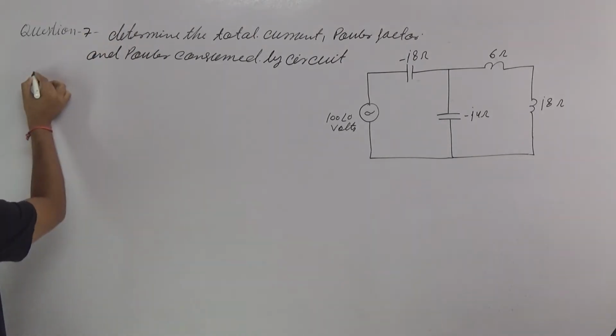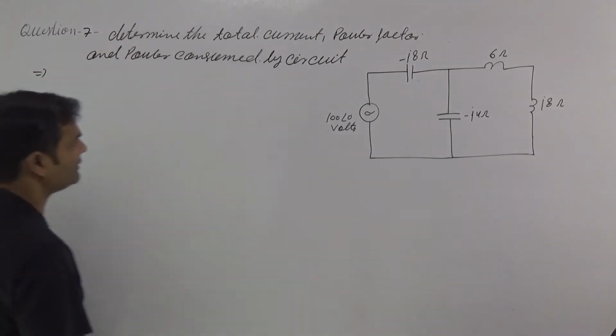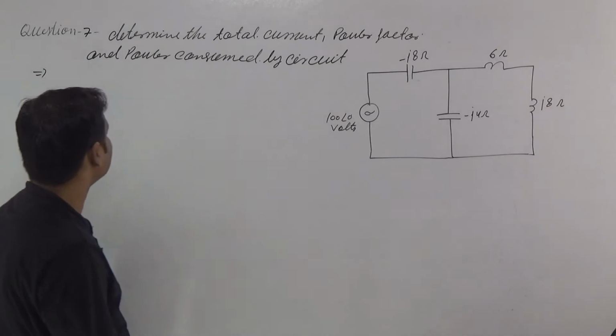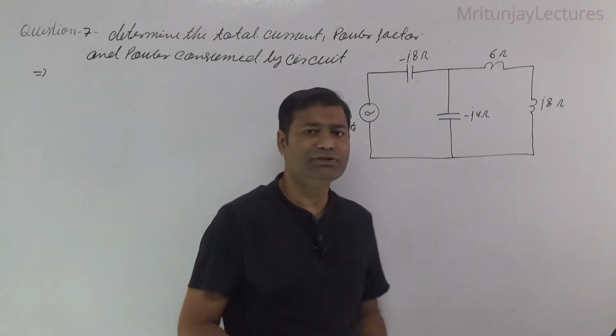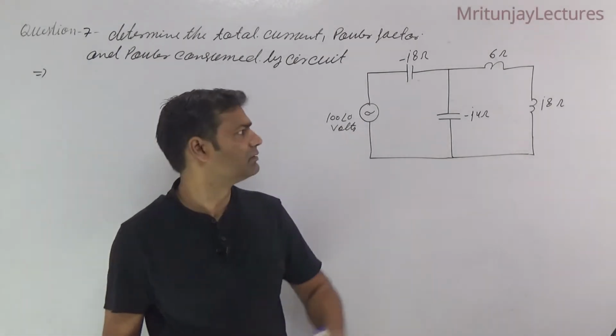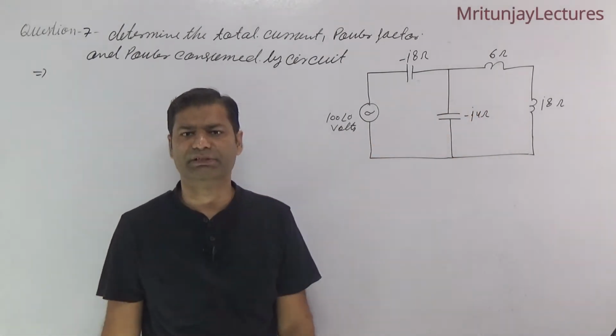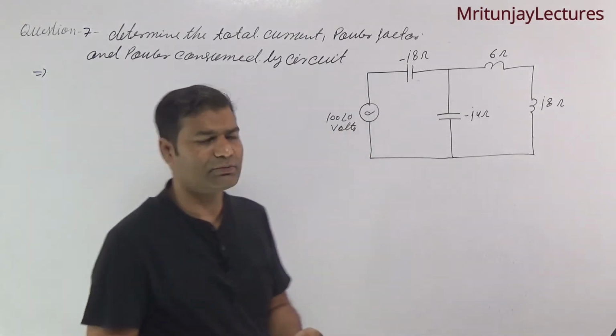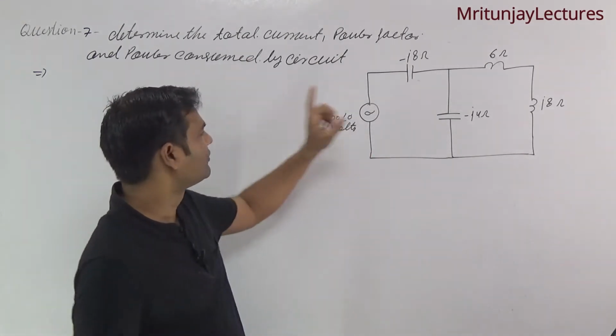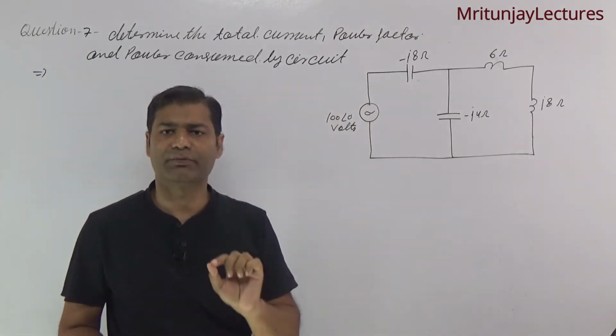Question number 7. Our motto: determine the total current, power factor and power consumed by the circuit. Power consumption is only by the 6 ohm resistance. Clear? So how can we determine, first of all, the total current? Total current is the supply current. Our motto, we are focused on the supply current.